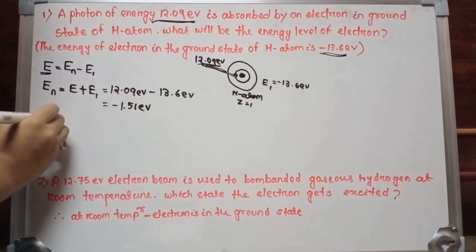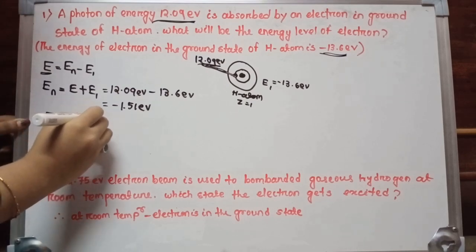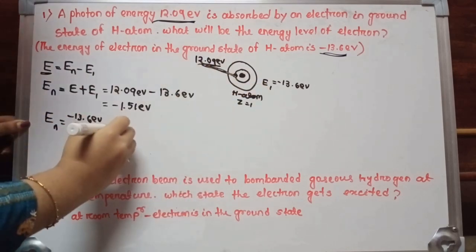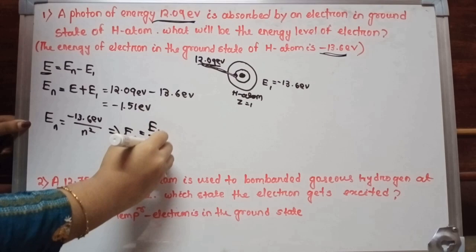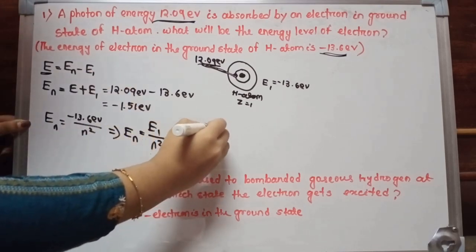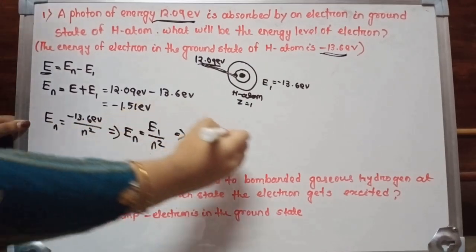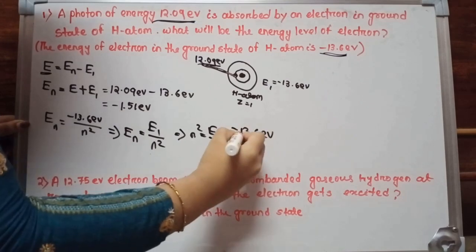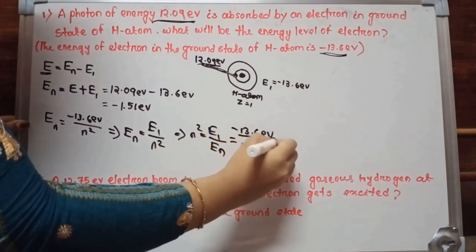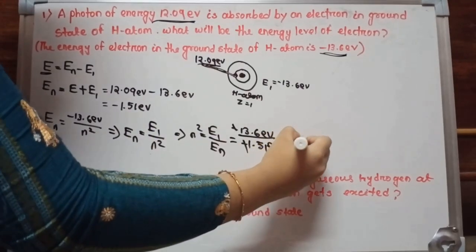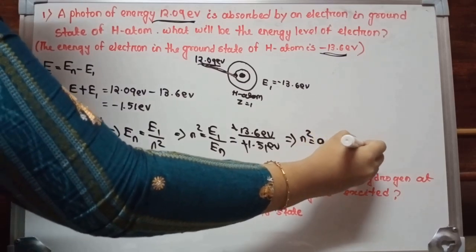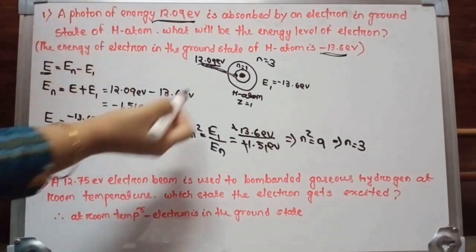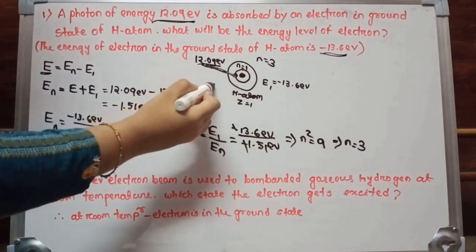As we know, En equals minus 13.6 electron volt divided by n square, where minus 13.6 electron volt is E1. So En equals E1 by n square, and n square equals E1 by En. Putting the values, E1 is minus 13.6 electron volt divided by En, that is minus 1.51 electron volt. Solving this, n square equals 9 and n equals 3. So the electron jumped from n equals 1 to n equals 3, or we say the electron jumped from the ground state to the second excited state.